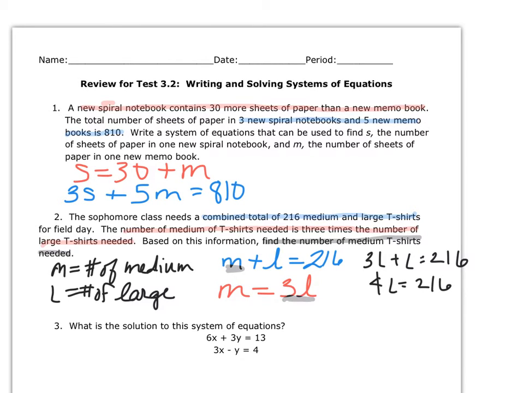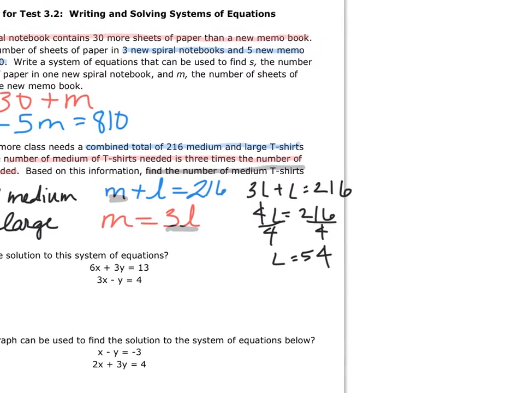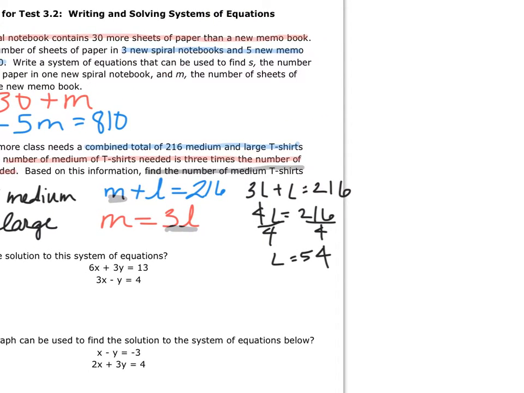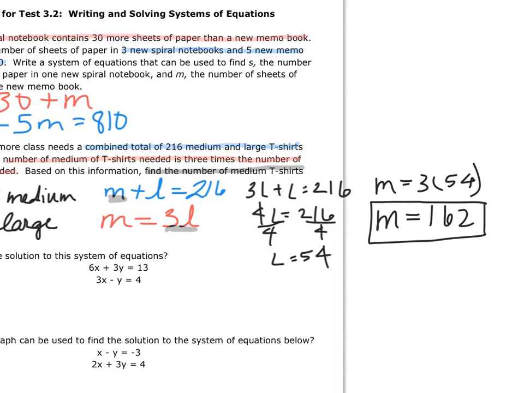So then I divide by 4. So how many large shirts do I need? 54 large shirts. But the question asks for how many medium shirts do we need? So how am I going to find medium shirts? Multiply by 3. So my medium shirts equals 3 times 54. So how many medium shirts? 162. 162? Yes. There we go. So I need 162 medium shirts.